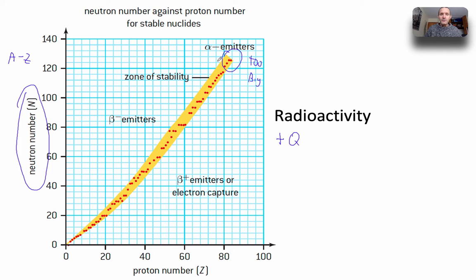And so they're going to move kind of this way by emitting alpha particles. Alpha decay is that you release a 4-2, a giant piece of stuff, to just reduce the sheer number of nucleons. On this side, we've got things that are neutron rich.